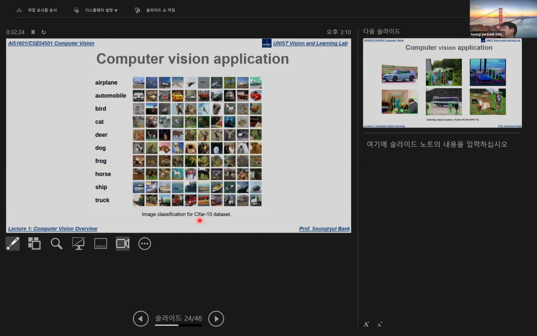CIFAR is some institute in Australia, maybe, or Canada. Anyways, they provide this 10-class image classification dataset with the name CIFAR-10. They have this type of 10 classes, and this type of images. This is called image classification.